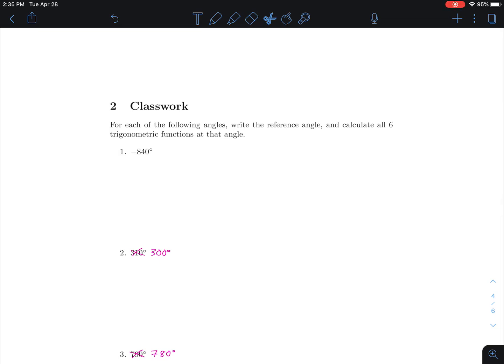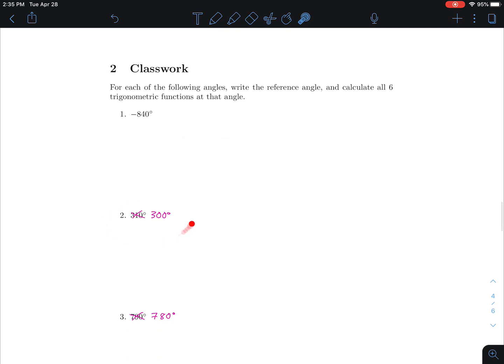All right, gentlemen. Some of you had some questions on the classwork from today, April 28th. So just two things, right? One, I made two corrections. Number two now should be 300, and number three should be 780, so that they become a 30, 60, 90 or 45, 45, 90 triangle. Apologize for the typos there.